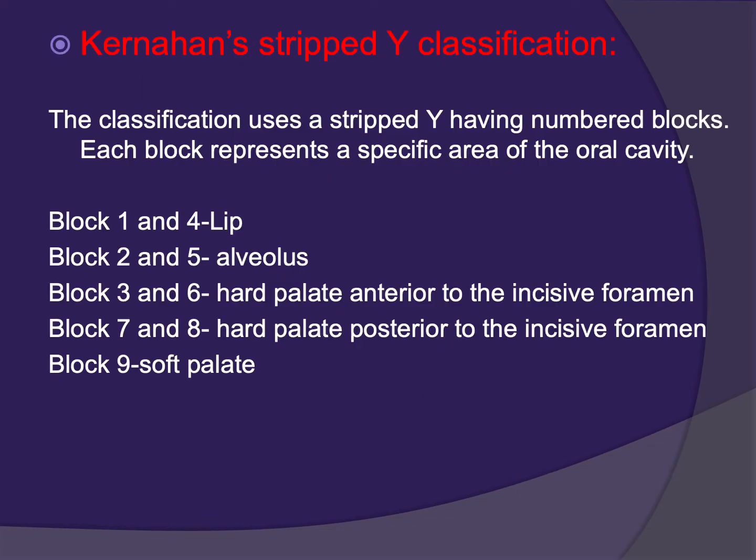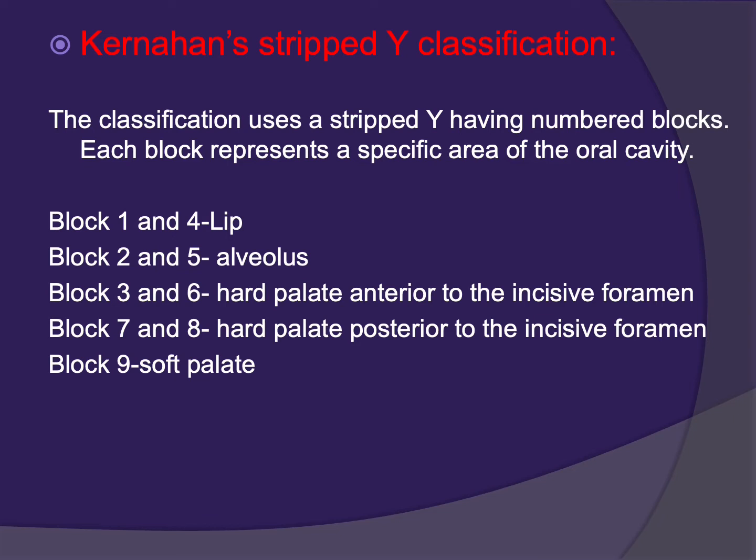The next one is the Kernahan striped Y classification. This is another symbolic classification which was invented by Kernahan and Stark. The classification uses a striped Y having numbered blocks. Each block represents a specific area of the oral cavity. Blocks 1 and 4 are the lip, 2 and 5 are the alveolus, 3 and 6 are the hard palate anterior to the incisive foramen. Blocks 7 and 8 are the hard palate posterior to the incisive foramen. Block 9 is the soft palate.